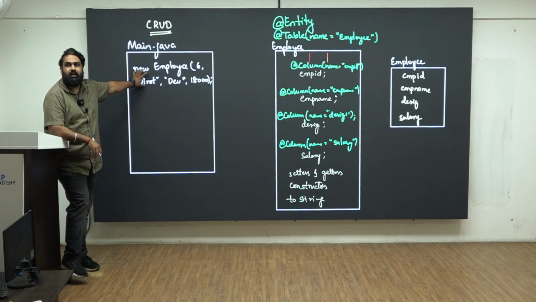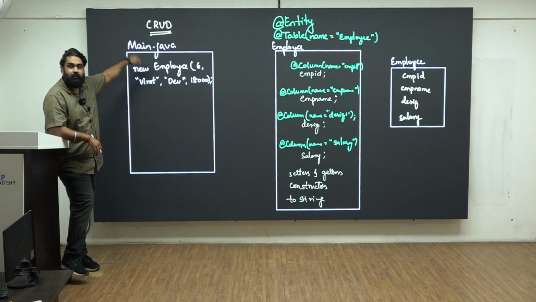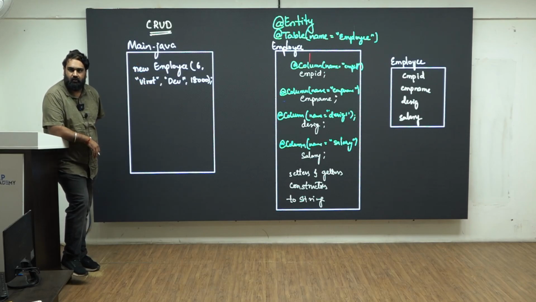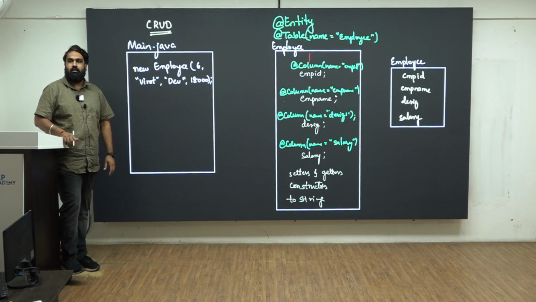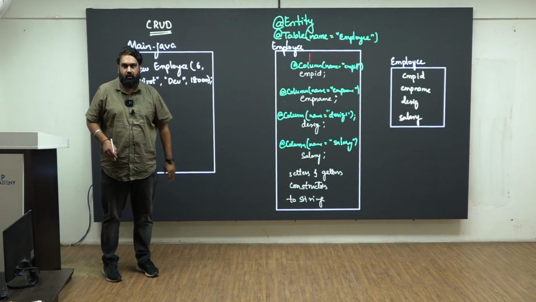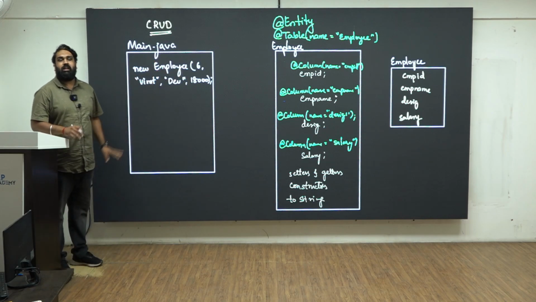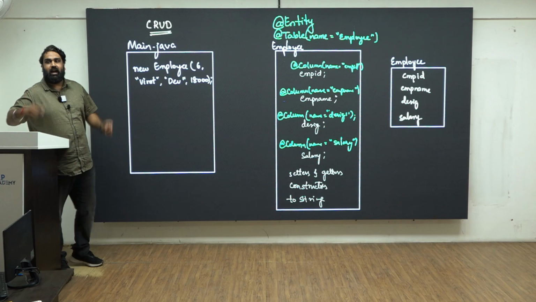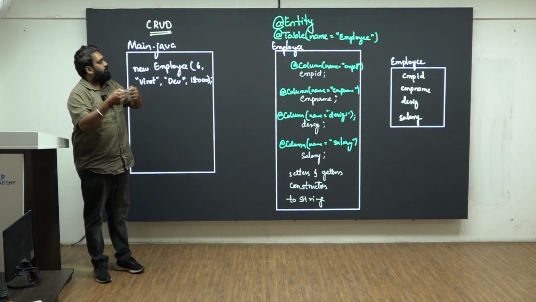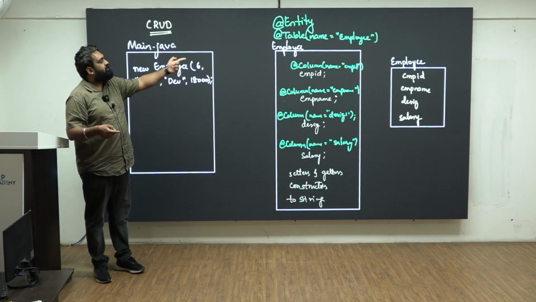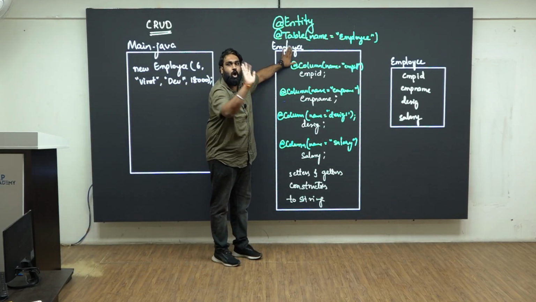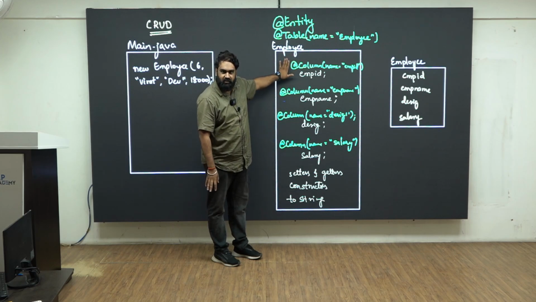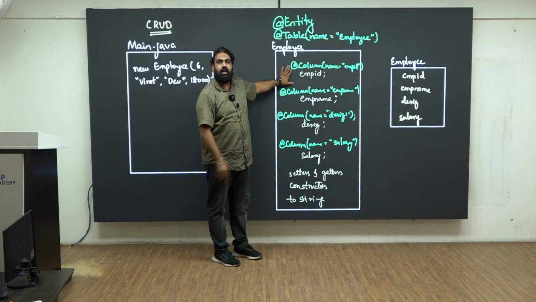Sir, once you have created this employee, should I keep it in my main method, or what should I do with this employee object? I have to insert it into the table. Will you agree with me? When I say I want to insert it into the table, look at my program. Anywhere, is there a connection established between my Java program and the table? Sir, what is this? This is called mapping, not connection.